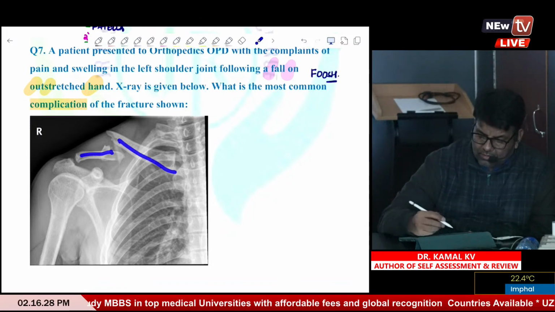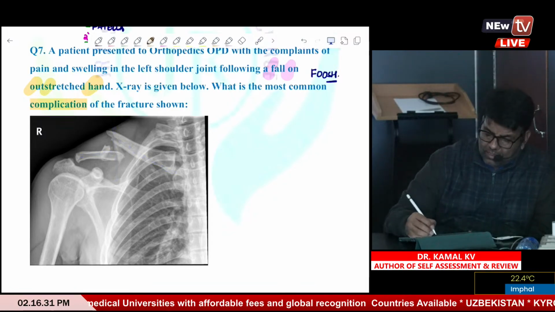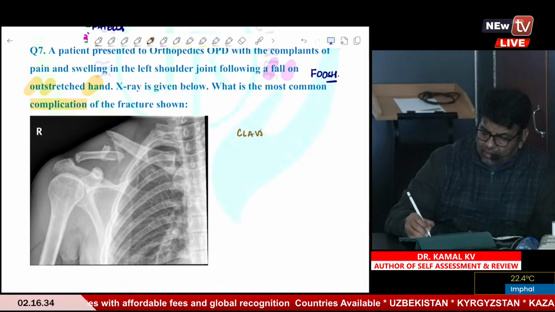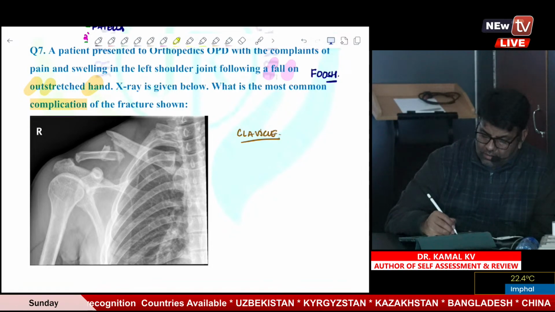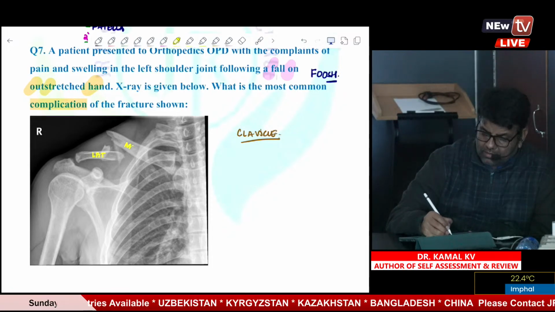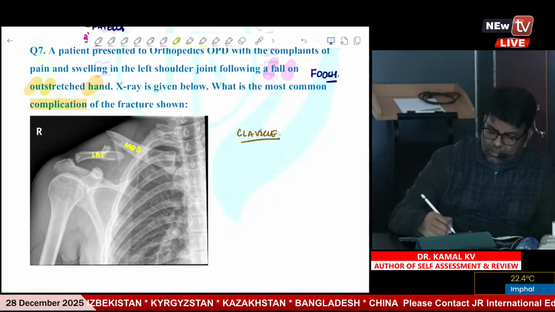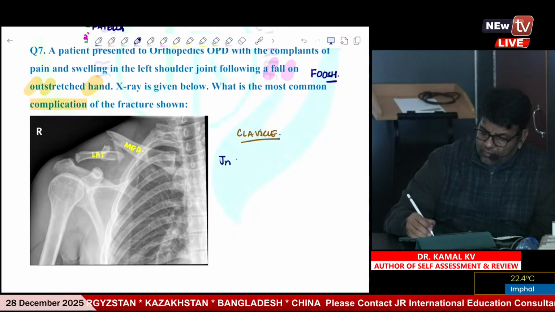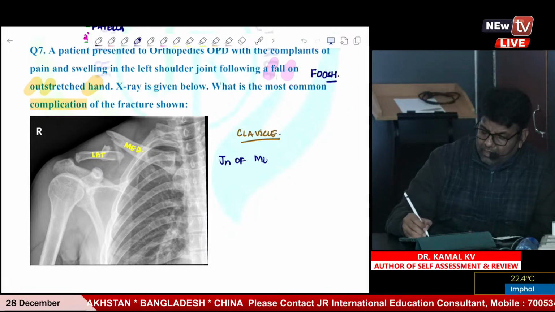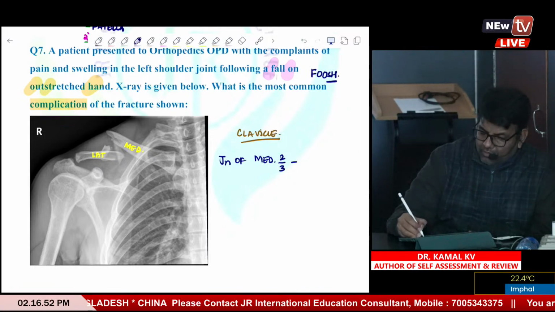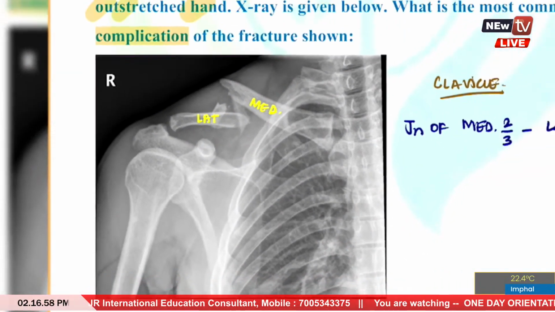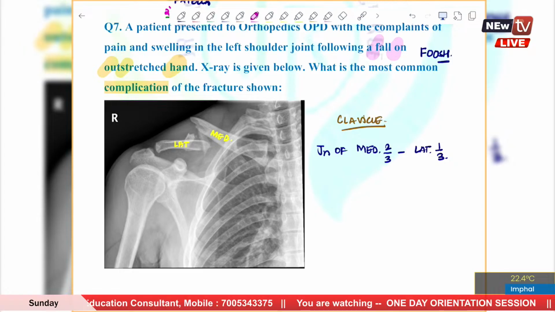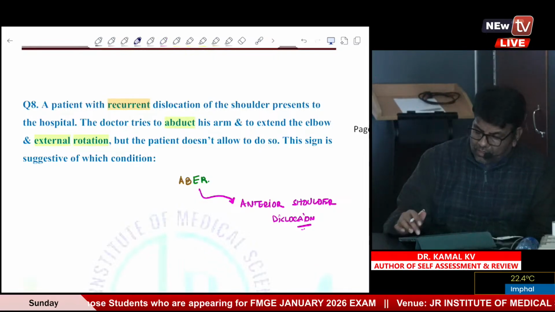Which bone is this? Very good. So you can see there is a fracture of the clavicle, and classically we can see this is lateral and this is medial. So the fracture is at the junction of the medial and lateral 1/3. And what is the most common complication? I already told you, it is the possibility of anterior shoulder dislocation.